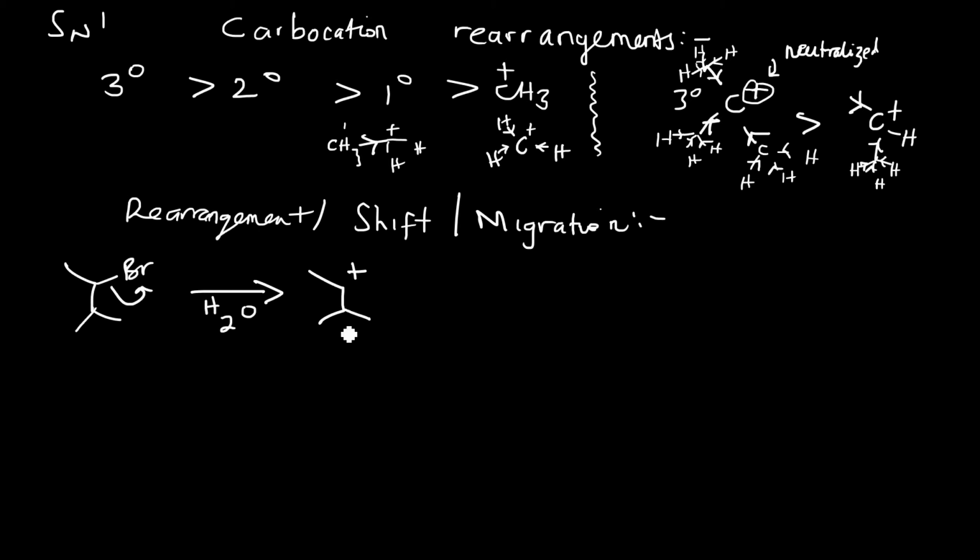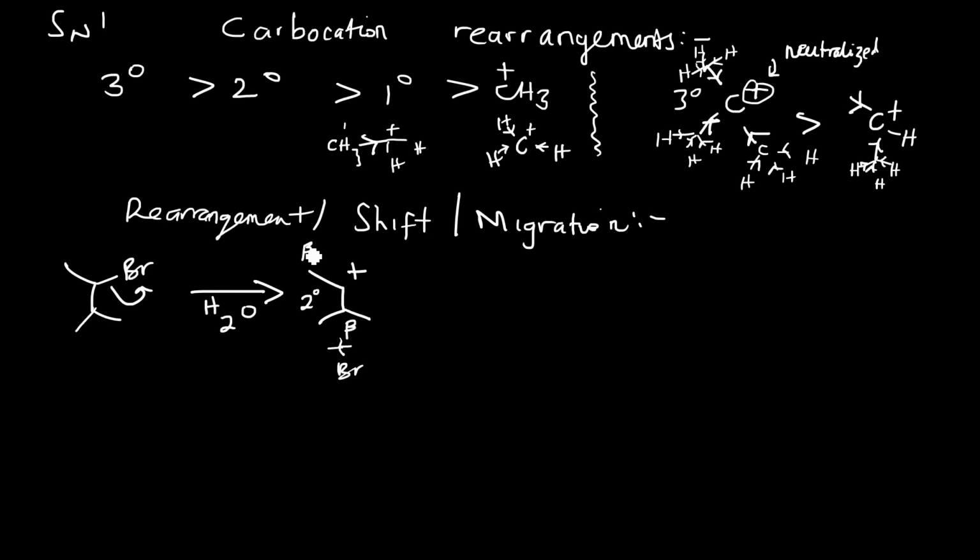What type of carbocation is that? Someone tell me. Secondary. Okay, it's a secondary. It's not as comfortable as it should be. So the molecule will inspect around the structure and ask itself, can I do a migration? Can I do a shift? And then it's going to look at the neighboring carbons. The neighboring carbons are called beta carbons.